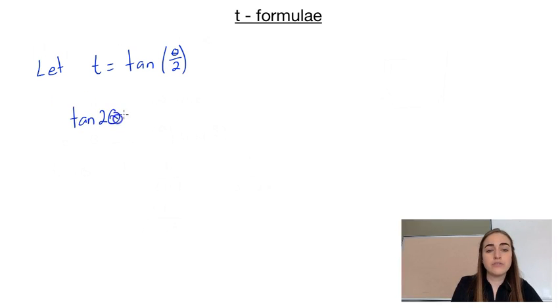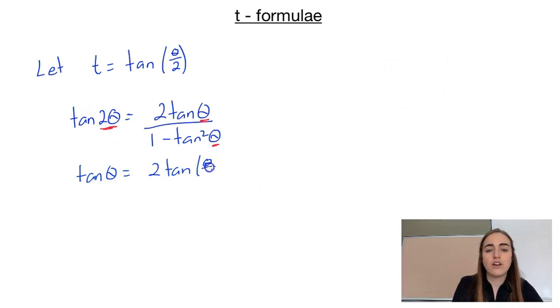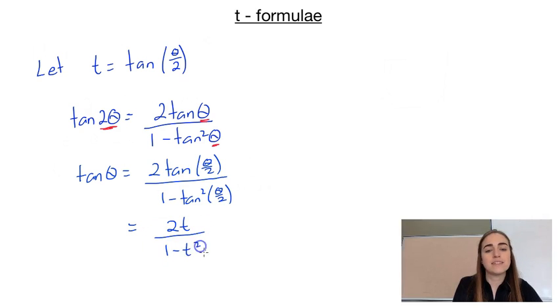We know that tan of 2 theta is equal to 2 tan theta over 1 minus tan squared theta. So in this formula, this angle here is double these ones, or we can say that these angles are half of this one. So we could rewrite this formula as tan of theta is equal to 2 tan theta over 2 over 1 minus tan squared theta over 2. But we know that tan theta over 2 is t, so then we can shorten that to 2t over 1 minus t squared. And this here is our first t formula.